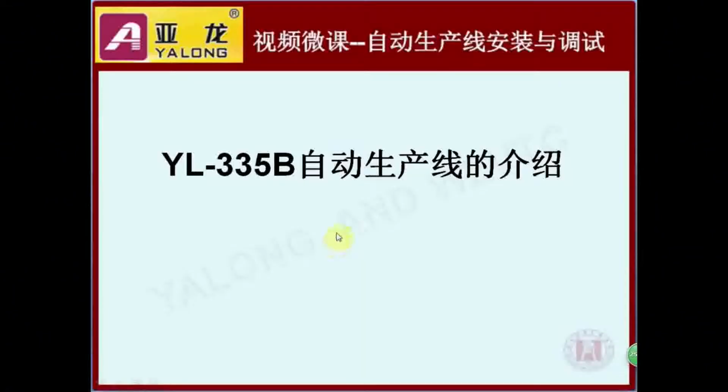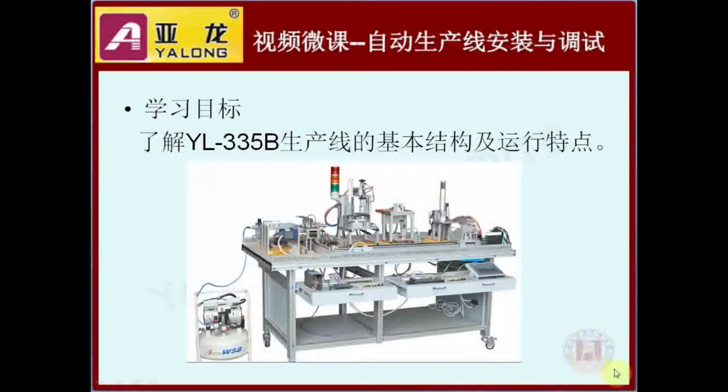The automatic production line installation and debugging of YL video teaching. Video microcourse: Introduction of Automatic Production Line Installation and Debugging of YL-335B Automatic Production Line. The learning objective of this course is to understand the basic structure and operating characteristics of the YL-335B. Please refer to the detailed introduction below.